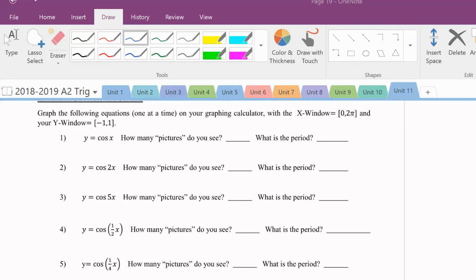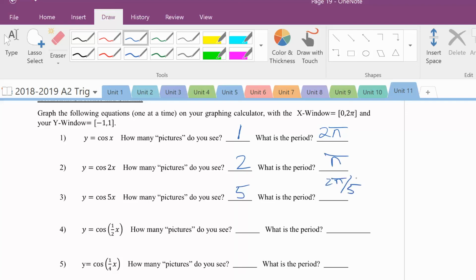All right, you can do the same thing for the cosine. I'm not going to graph it. You can graph it on your own. But notice, if you do this, how many pictures do you see? You see 1, and the period is 2 pi. And then the same thing here, 2, and the period would be pi. And 5, and the period would be 2 pi over 5.